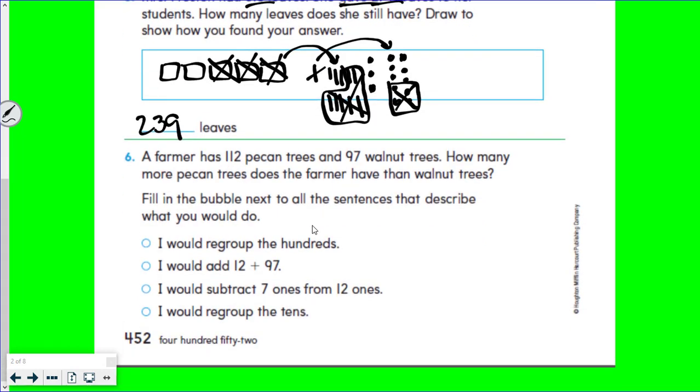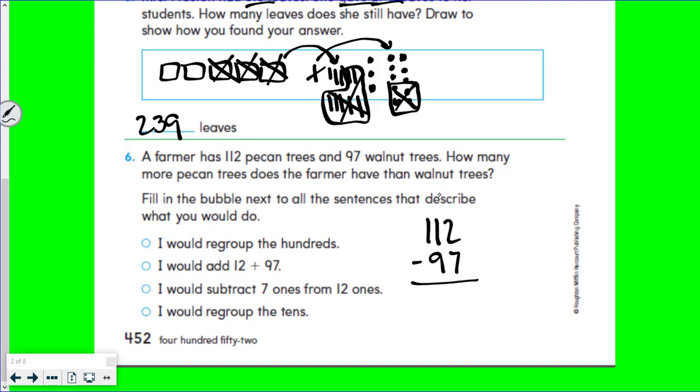Next problem, a farmer has 112 pecan trees and 97 walnut trees. How many more pecan trees does the farmer have than walnut trees? So you got to find the difference. So go ahead and find the difference between 112 and 97, and then we'll talk about the next step.